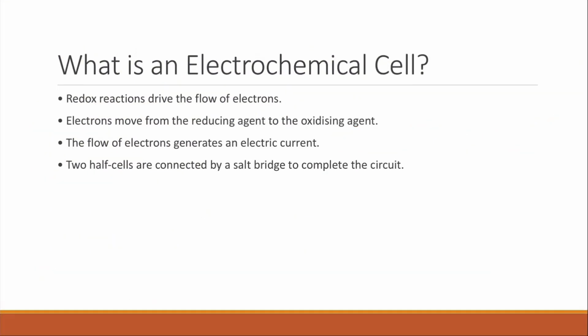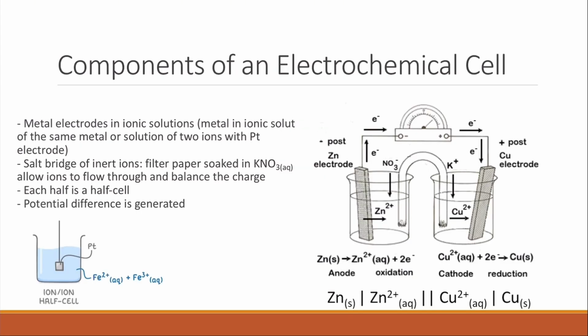Electrochemical cells is one of the topics that a lot of students find very challenging, and it's very common in paper 1 as well. So I will do my best to simplify this topic for you and give you all the information that you will need in order to answer the question that comes in the exam. So what is an electrochemical cell? How does it work? What are the components of an electrochemical cell?